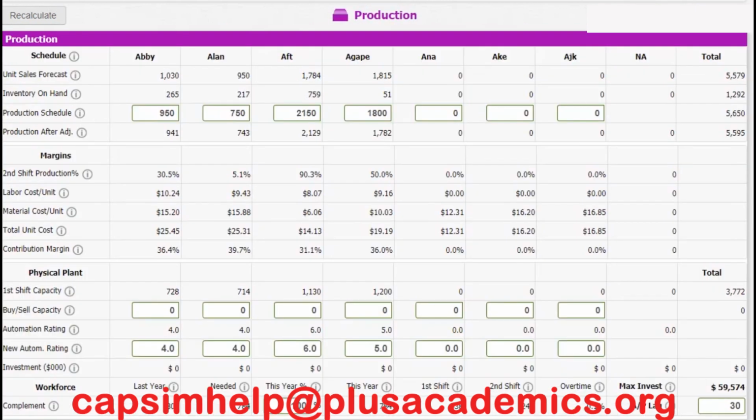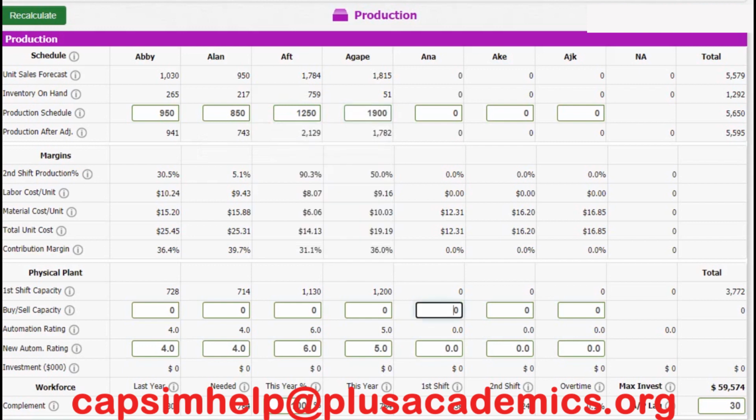Let's go to production. For AB, which is our nano product, we produce 850 because we had inventory of 265 units. For Alan, which is LL product, we also produce 850 because we had inventory of 217 units. Aft, which is a thrift product, we had inventory of 759 units, so we produce 1,250 units. For Agape, which is a core product, we produce 1,900 units because we had inventory of 51 units.